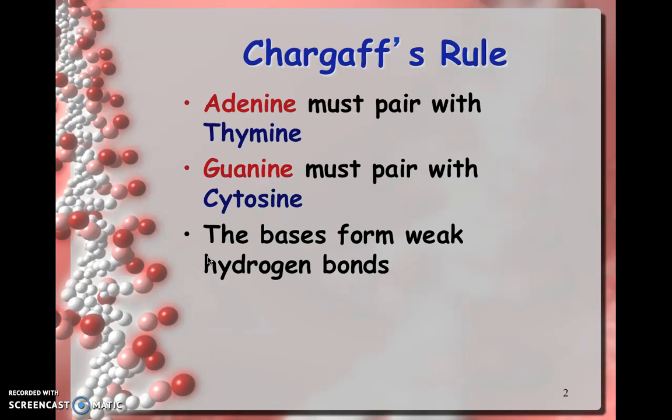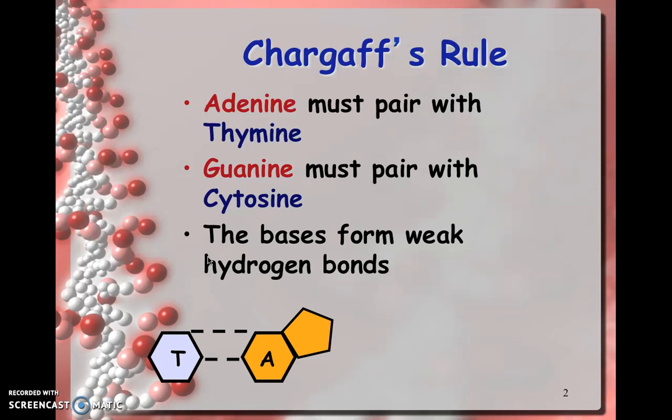The bases, as they connect together in DNA, form weak bonds that are called hydrogen bonds. And those are important because they need to be strong enough in order to hold the nitrogen bases together, but weak enough that they may be broken apart when we replicate DNA in our cells to make more cells.